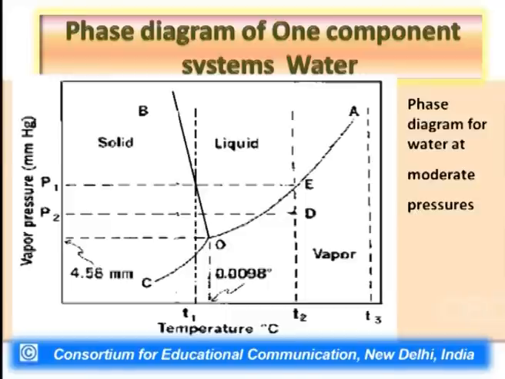Having said this, now we switch our attention towards the phase diagram of water. Now, it is the representative phase diagram of water at moderate pressures. Why do I say moderate pressure? If you look at the diagram, the pressure varies as we move upward. So, we will discuss this phase diagram in our subsequent module.